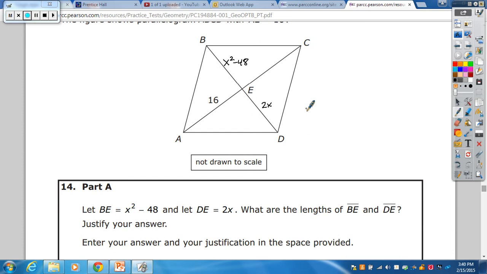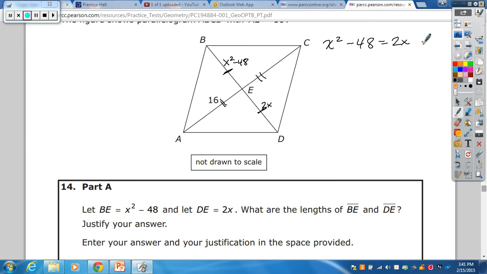Well, what I want you to remember about a parallelogram, remember that the diagonals bisect each other. Okay. So as a result, I know that x squared minus 48 must equal 2x. Well, we've actually got a quadratic here. We've been working on it the last couple of days. It doesn't look familiar quite yet, but remember they always have to be set equal to 0.